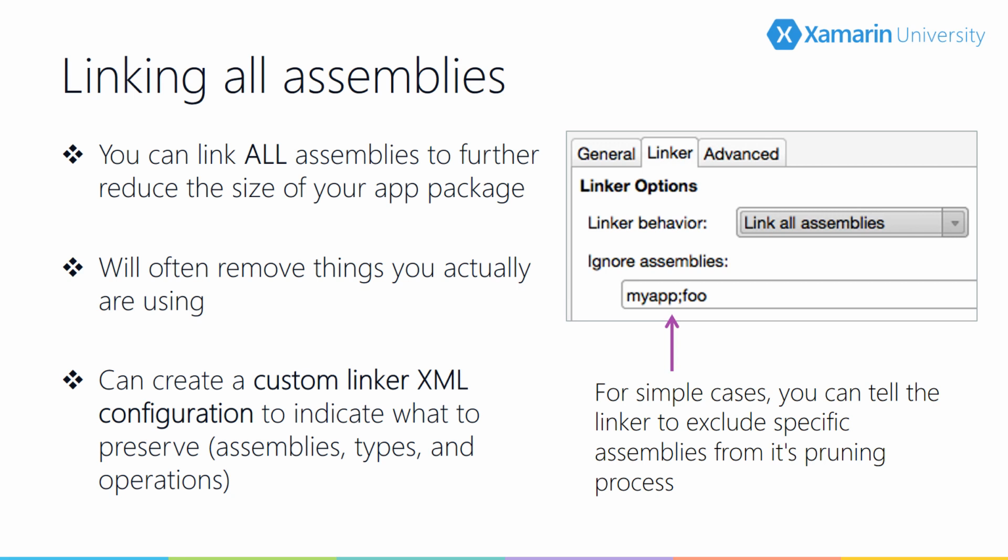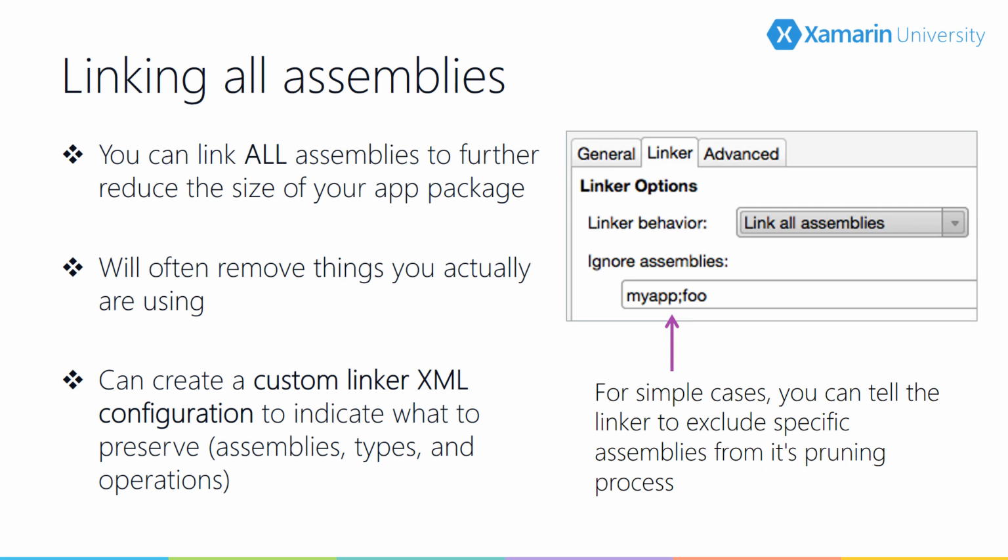So to maximize our reduction, we can change the linker behavior to link every assembly. This is going to walk through every bit of your code and remove anything you don't have a direct reference to. This includes your own code. So if you have some utility DLL or even methods in your own classes that don't appear to be called, the linker will remove them.